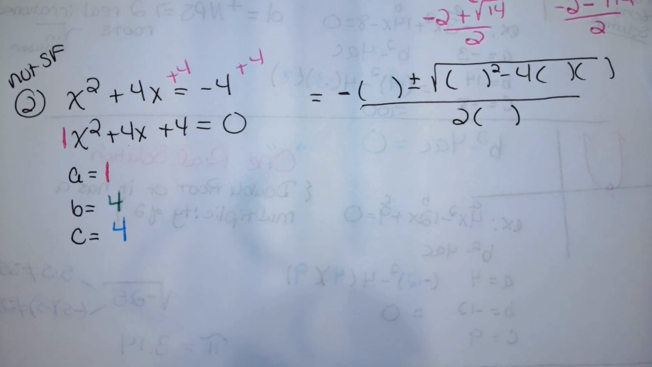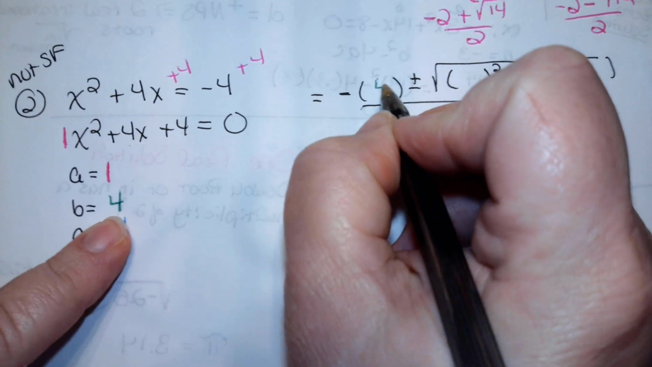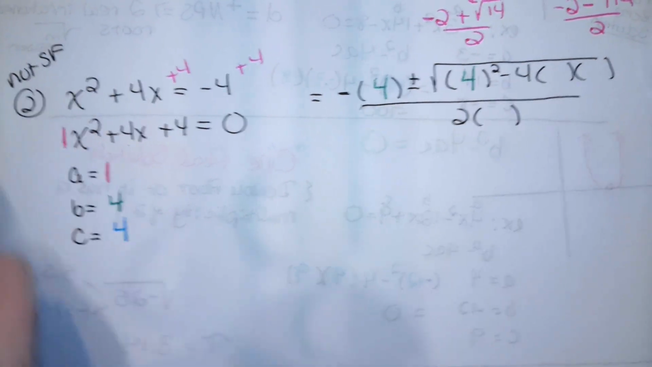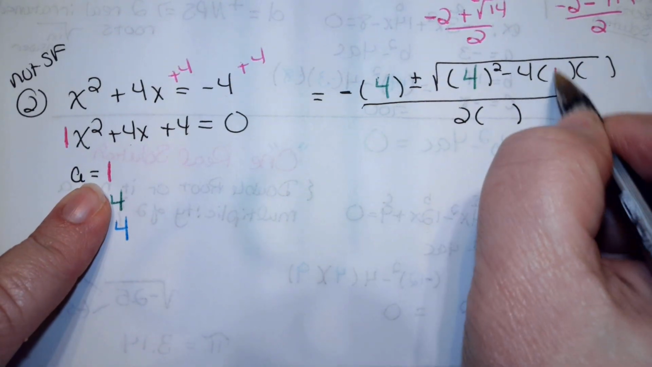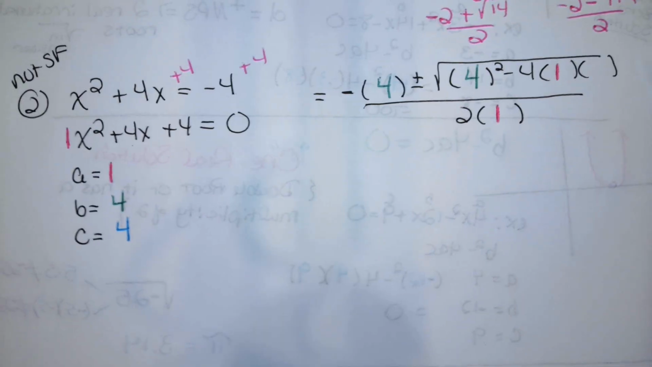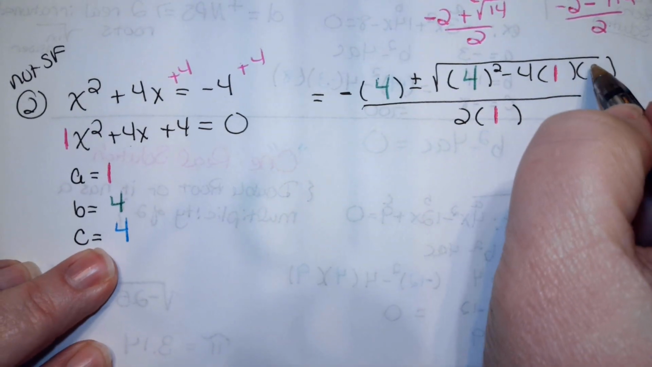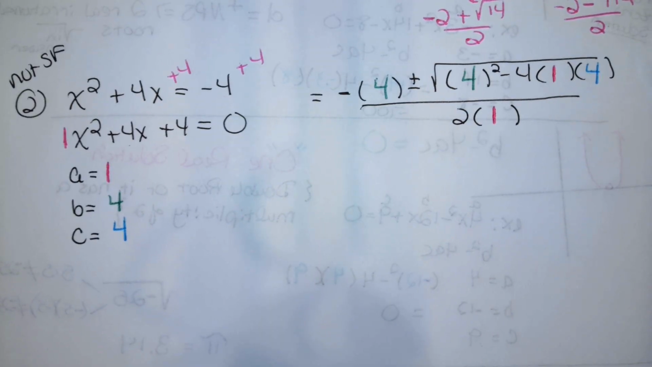All right, so doing our substitution. Wherever there's a B, we're going to put 4. So 4 and 4 go right there. Wherever there's an A value, I'm going to put 1. So A is right here and right here. Wherever there's a C value, I'm going to put this 4. So we got a 4 right here. Let's start simplifying.